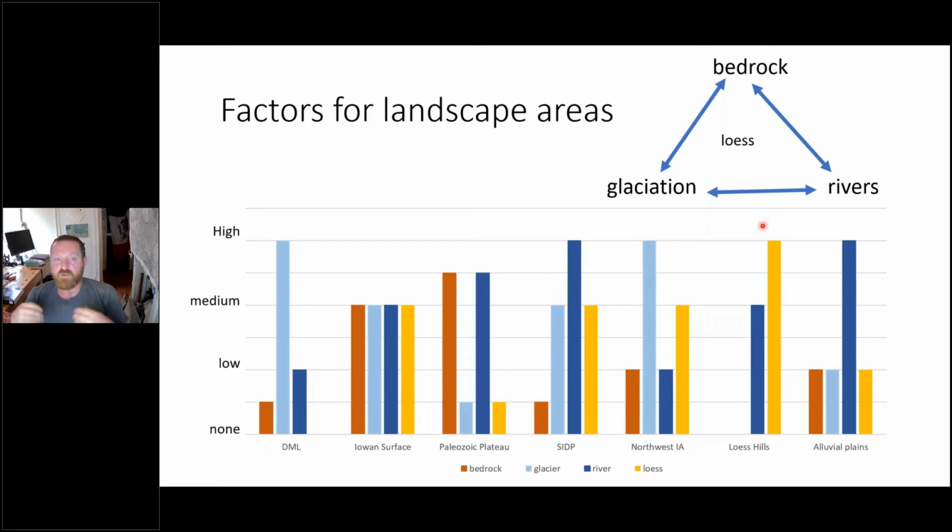So based on these factors, based on the bedrock, the glaciation, the rivers, we can kind of make this methodology of what's really controlling these landform regions.